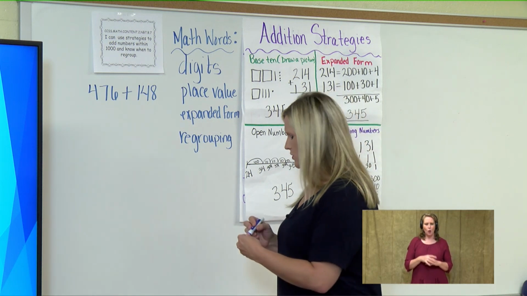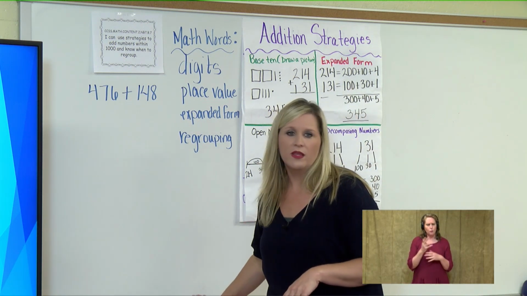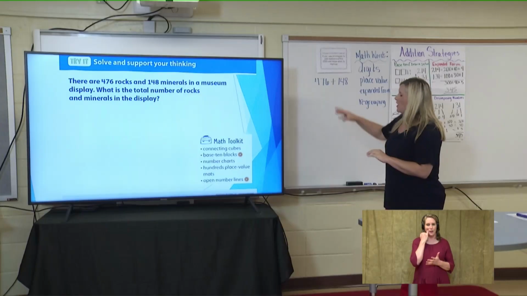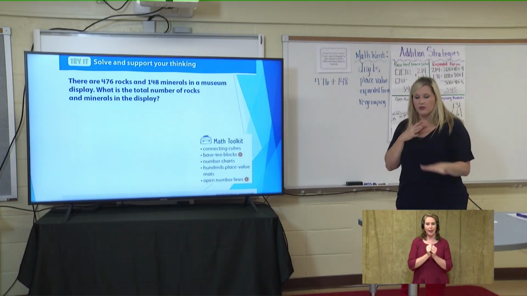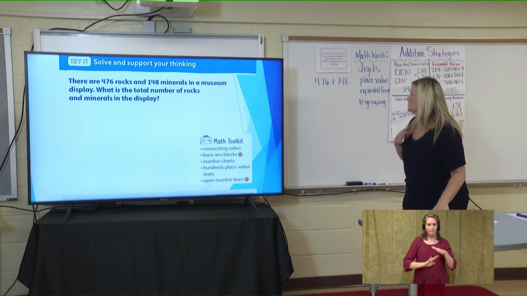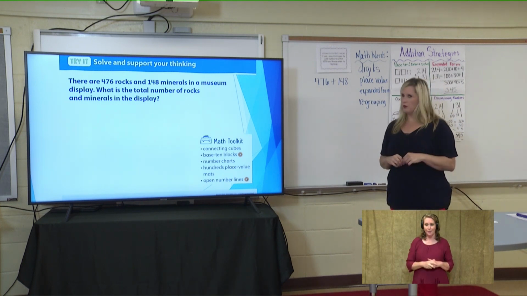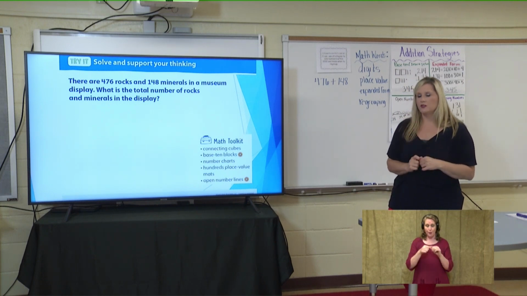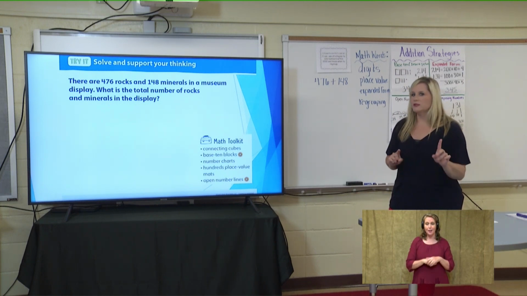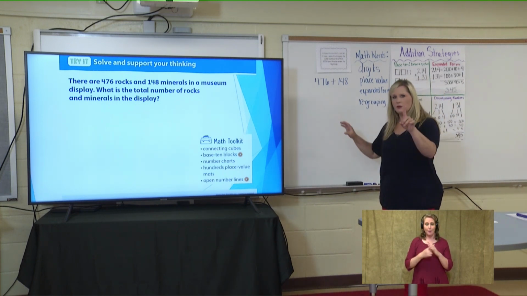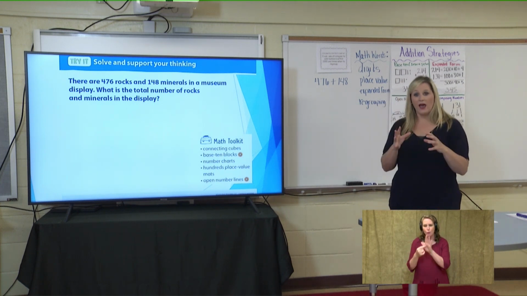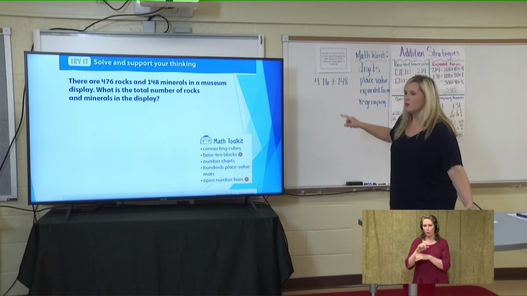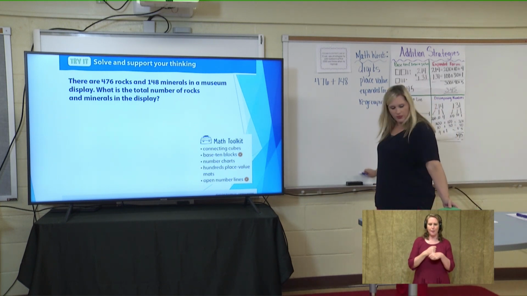So what strategy do you think that we should start out with? If we are going to solve this problem, I think that we should start out with the base 10 strategy. So we can do that. I know that you probably don't have base 10 blocks at home, but remember the draw a picture. So we're going to do it both ways. I'm going to start out with the base 10 blocks because I want to be able to show you how we regroup.